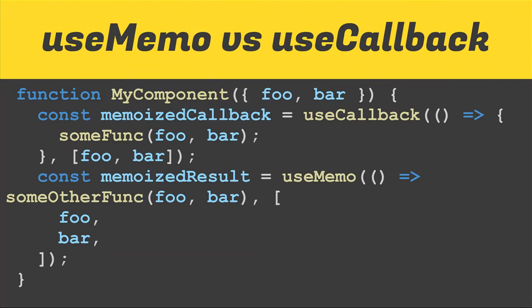You can also use useCallback as a hook. And the difference between useMemo and useCallback is that useMemo returns the results of the function call, but useCallback just returns the function to be used later. Yeah, so that can also be helpful.